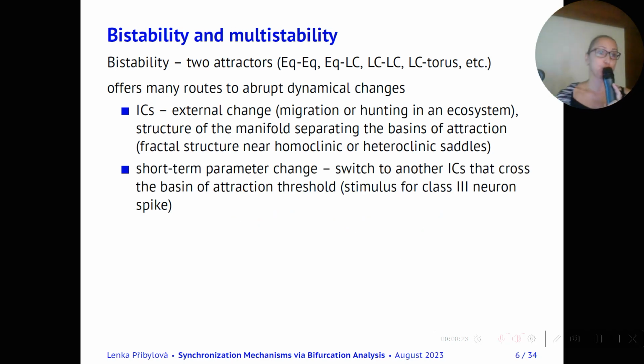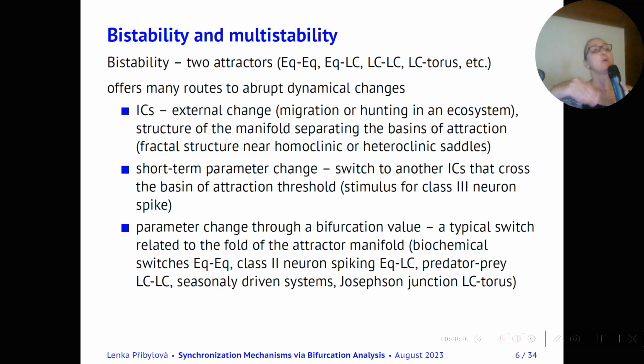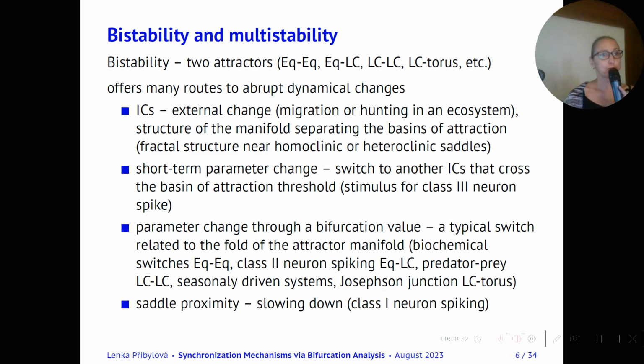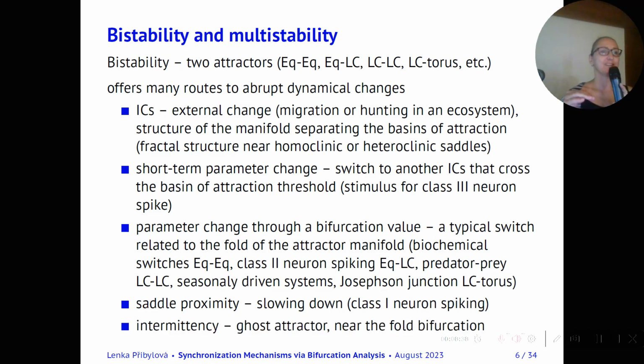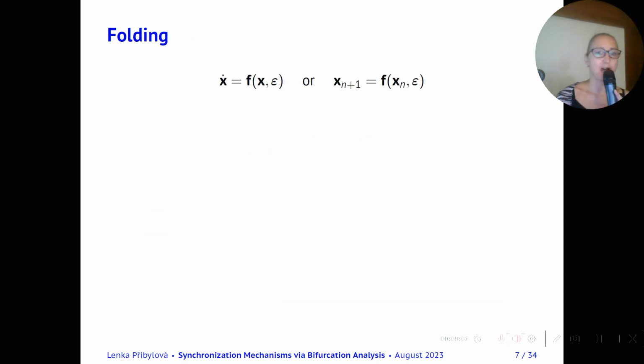Well, there are many other routes to abrupt changes: short-term parameter changes that cross the bifurcation value. Also, there are other possibilities such as saddle proximity, or when there was some attractor for a close bifurcation value, and it's somehow ghostly present in the direction of the vector field, so it makes some ghost attractor there that makes the system behave intermittently, for example. So the topic is very big, but I will talk about very easy examples and about applications.